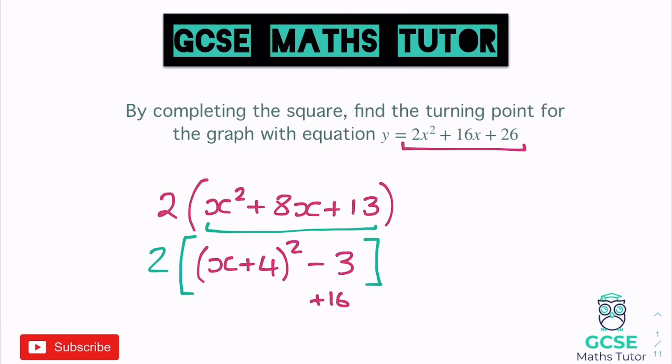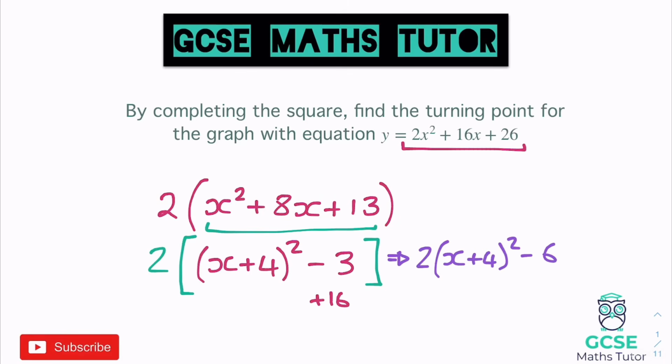We've got 2 lots of the bracket there, so I'm just going to write this out. Let's see what we've got. We've got 2 lots of the x plus 4 squared. There we go. And then multiplying that negative 3 by 2 will leave us with negative 6.